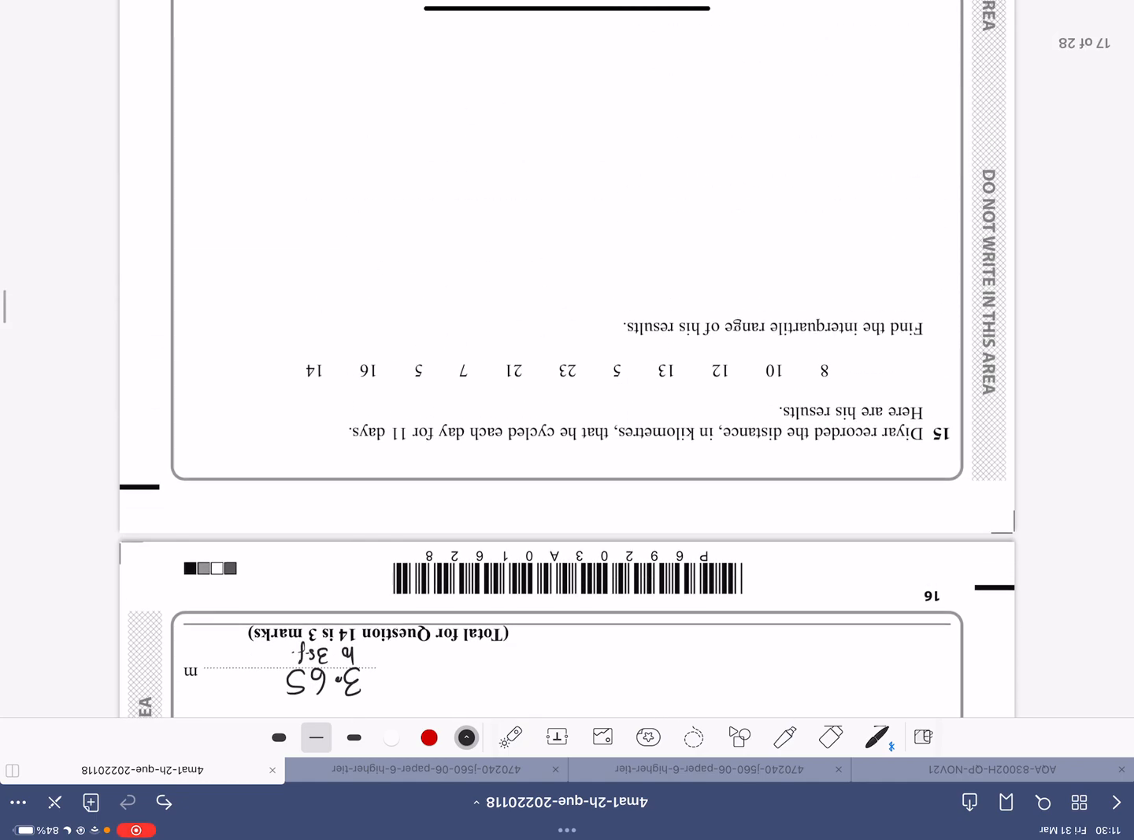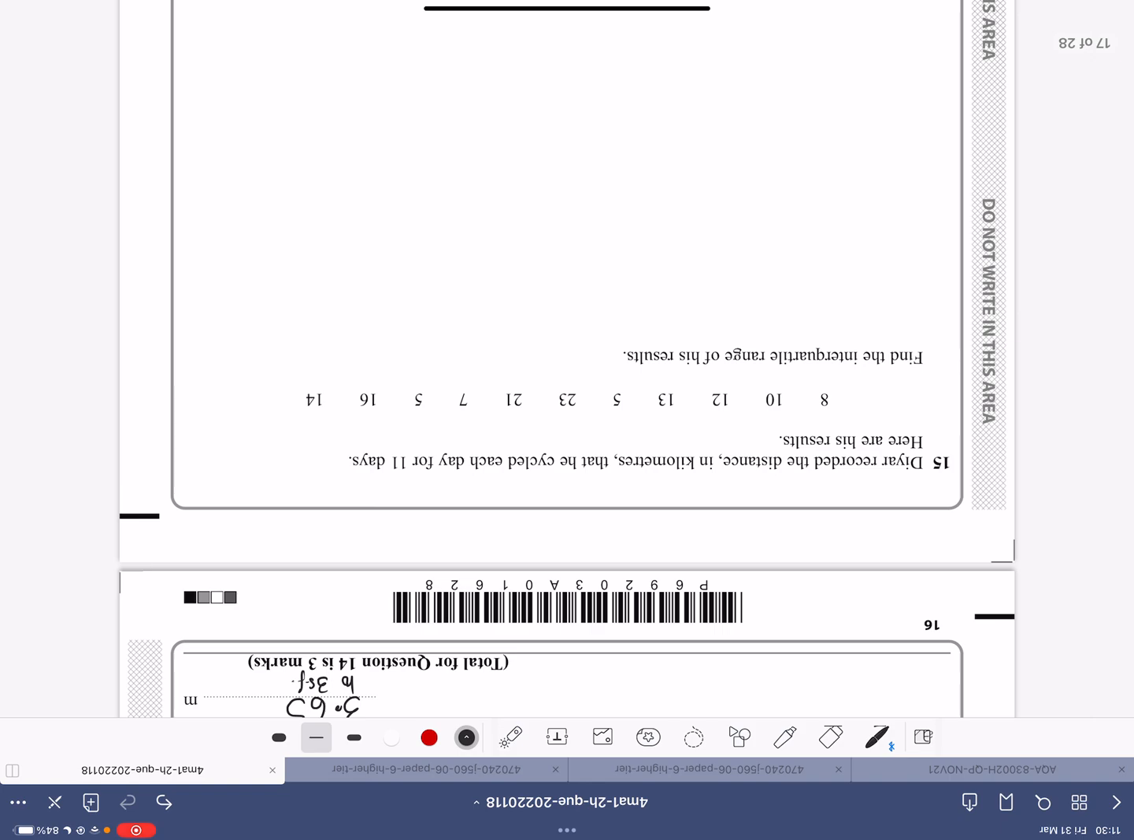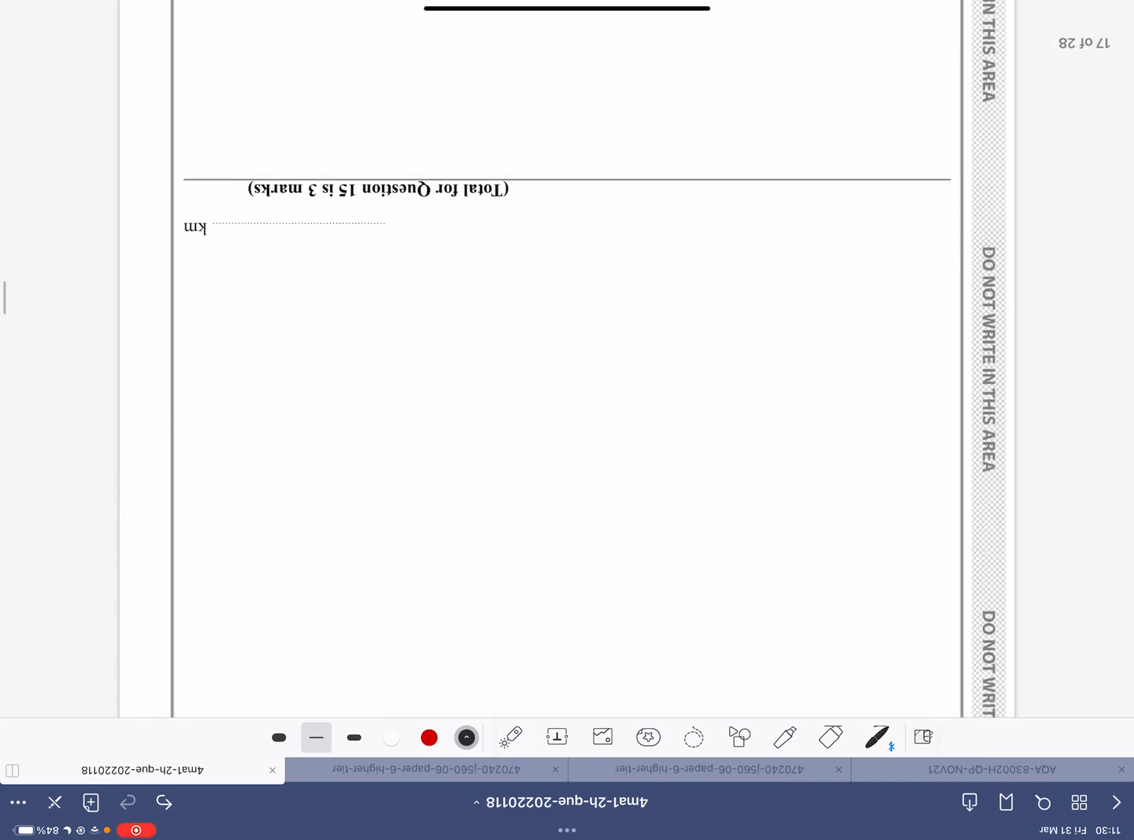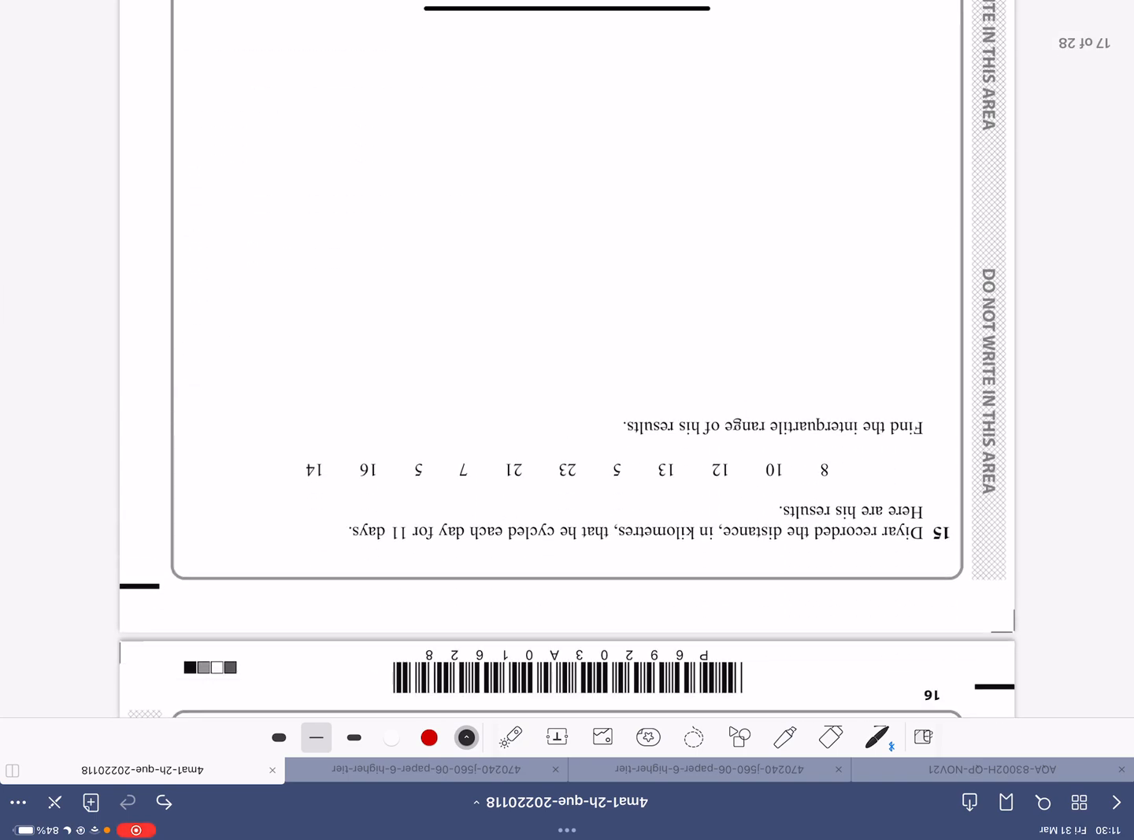Dia recorded the distance in kilometres that he cycled each day for 11 days. Here are his results. Find the interquartile range. So I'm going to put these in numerical order first of all. So 2 5s, and then a 7, and then an 8, 10, 12, and a 13, 14, 16, 21, 23.